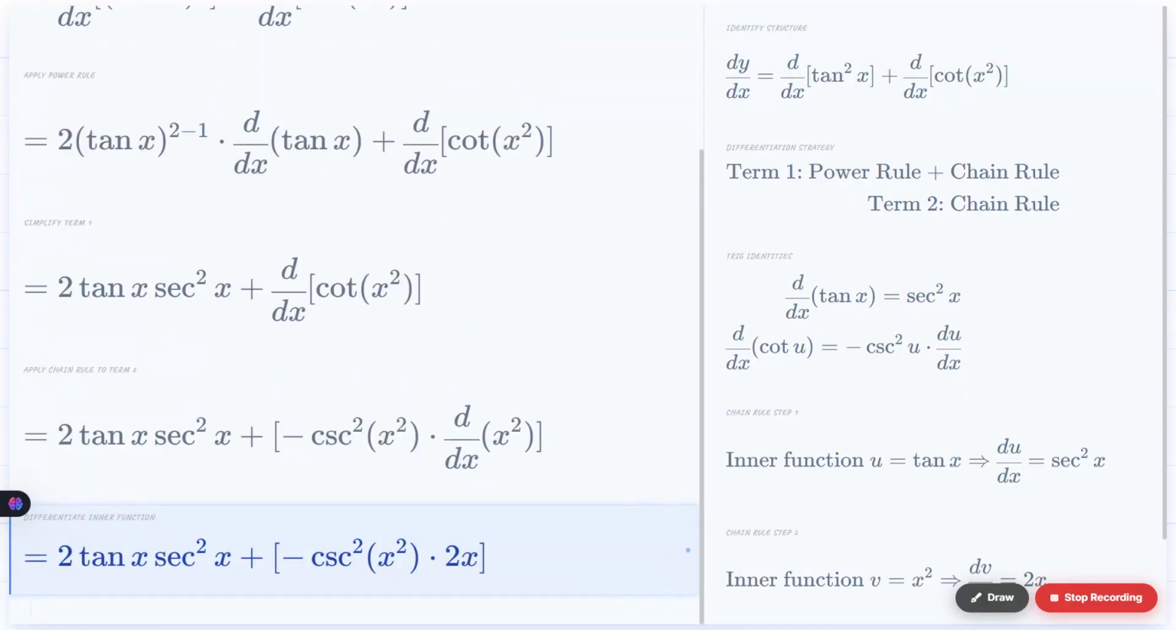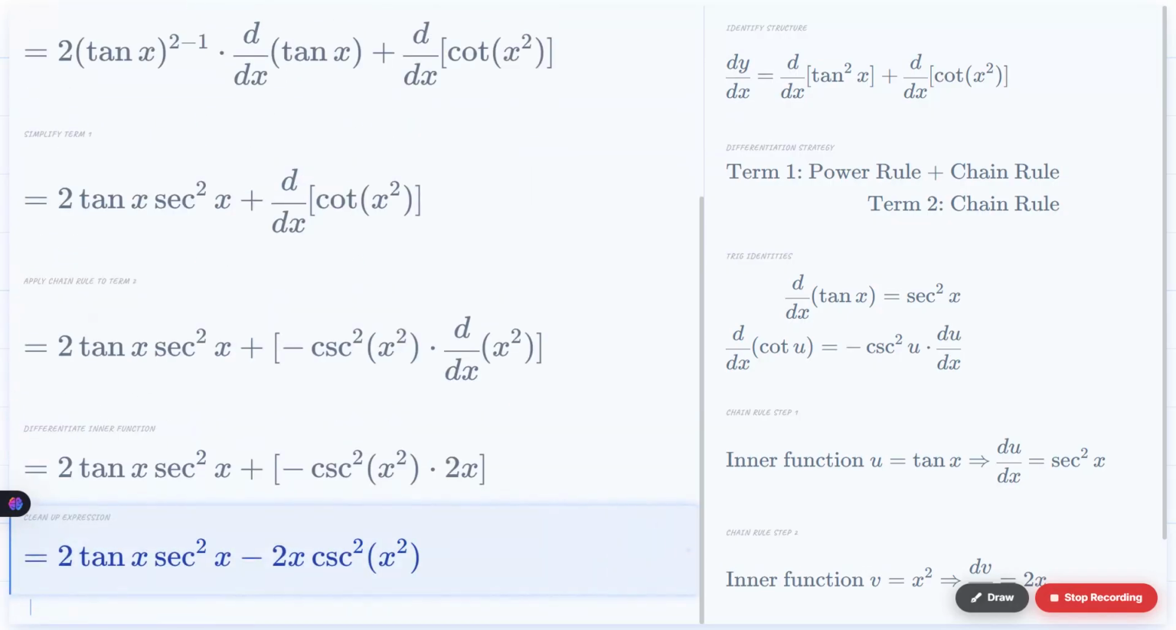We find the derivative of x squared, which is 2x, and put it in the equation to get 2 tan x times sec squared x plus negative csc squared of x squared times 2x. We do this to complete the calculation. We are following the rules we set before.